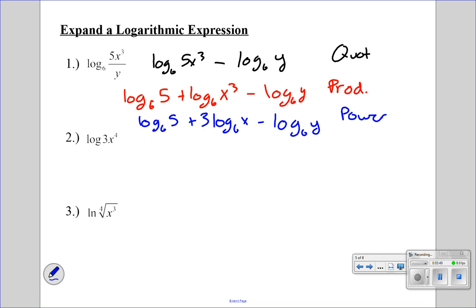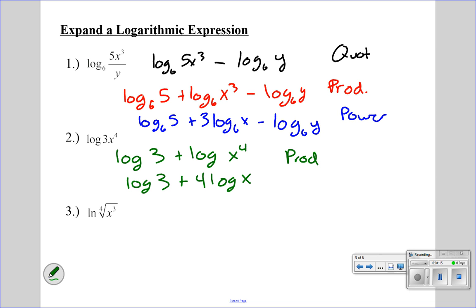With this next one, we can't use our power property yet. We're going to use our product property first because our 4 is only on the x, not on the 3. So we're going to write this as log 3 plus log of x to the 4th. And now we can use our power property. So we have log 3 plus 4 times log x. And that's our answer.